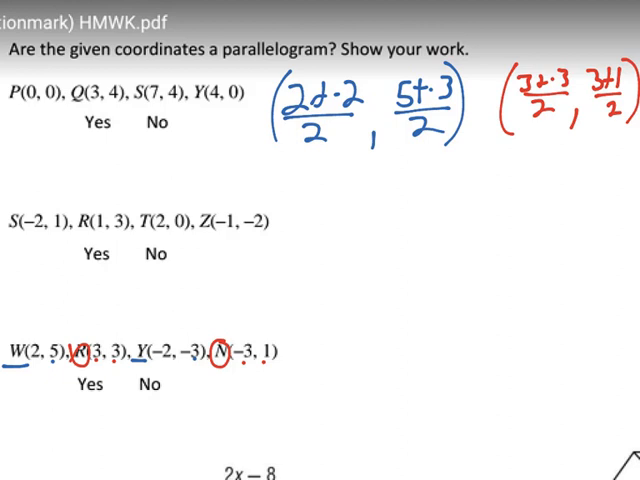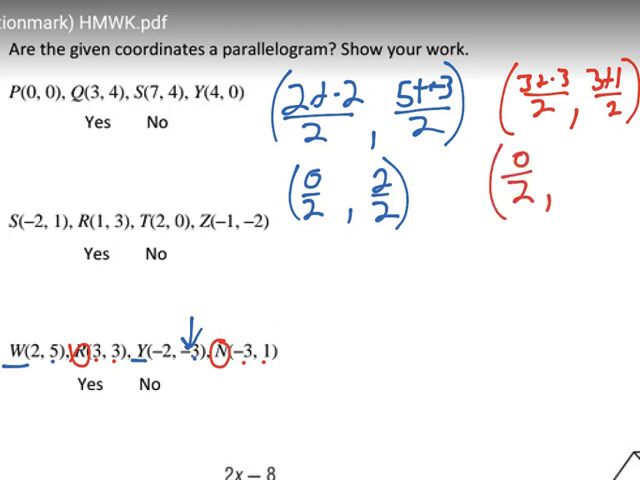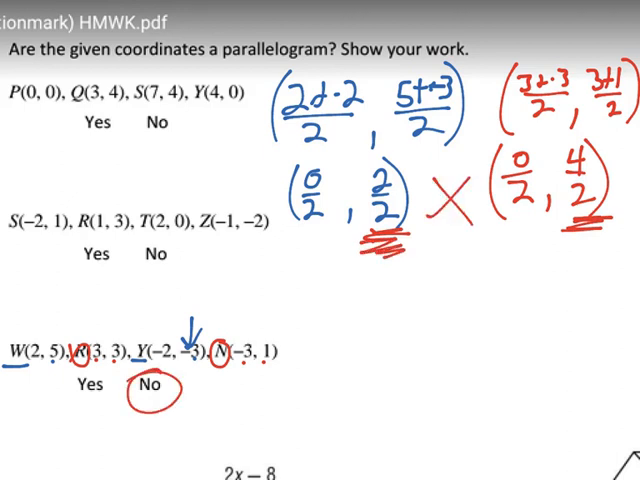Okay, so let's simplify. 2 and negative 2 makes 0 over 2. 5 and negative, I think it's a negative 3, right? Let's check down here. Negative 3, yep. So 5 and negative 3 make 2 over 2. Over here, it's going to be 3 and negative 3, which means it's going to be 0 over 2. Oh, it's looking good. 3 and 1 make 4 over 2. They do not match. So no, they are not parallelograms.